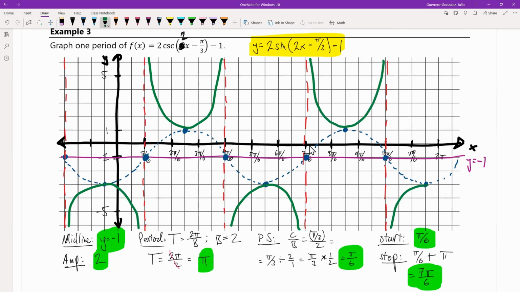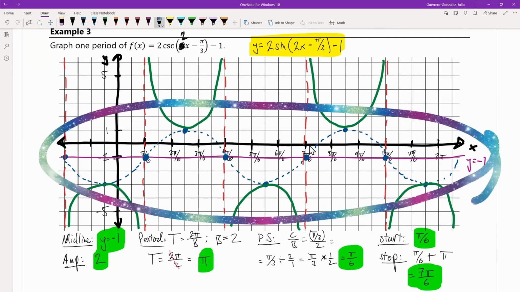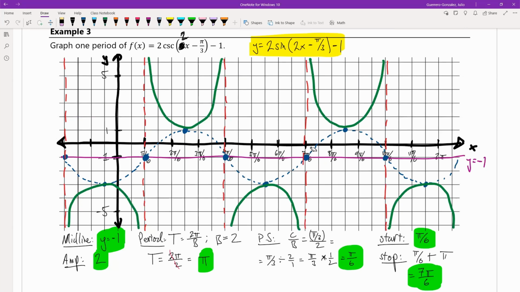Again, I'm not making a big deal about how well you graph the U shapes, right? But I do need a pretty solid notion that you are graphing based off of the sine graph or the cosine graph. Okay. There it is. So those green U shapes are the final answer for this graph.